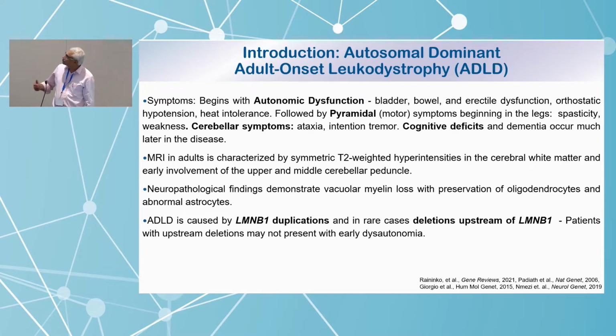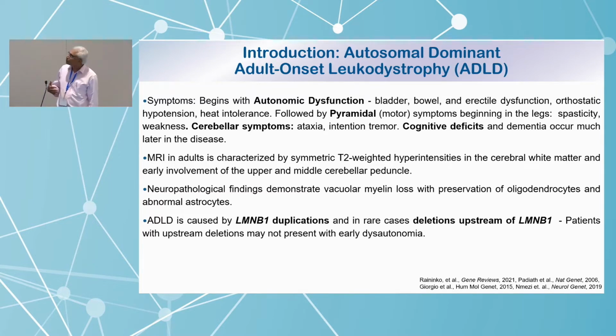Both Raili and Julia are going to be talking about the radiological and neuropathological findings, so I'll just give a very brief one-line description. In the case of ADLD, the MRI is characterized by symmetric T2-weighted hyperintensities in the cerebral white matter and an early involvement of the upper and middle cerebellar peduncles. The neuropathological findings are characterized by a vacuolar myelin loss with the preservation of oligodendrocytes and abnormal astrocytes.